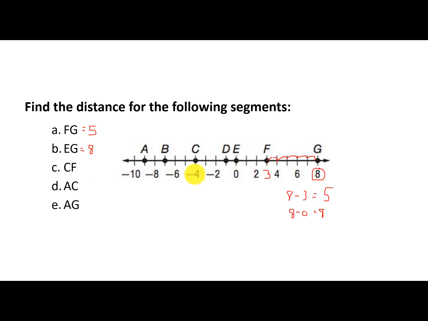CF: C is at -4, so this is 4 units below 0, so this distance is 4, and then F is at 3, so the whole distance would be 7. We count 1, 2, 3, 4, 5, 6, 7. This answer is 7. Now, does the trick of taking the largest number, subtracting the smallest number work?